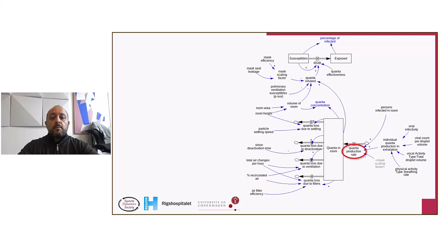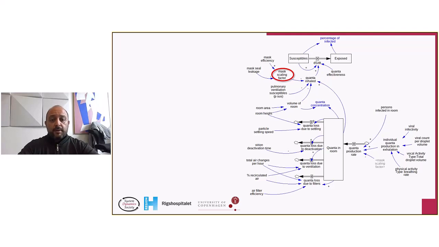The infected in the room produce infective quanta at a rate based on the individual quanta production that takes into consideration things like the infectivity of the pathogen, the vocal activity of the infected from whispering to singing loudly, for example, and the physical activity of the infected from sitting down to doing intense exercise. This quanta accumulate in the room and is reflected in the model as a stock, and has a direct effect on the quanta inhaled, closing the cycle of infection and virus production. The quanta inhaled also is dependent on the effectiveness of the masks, if these are used.